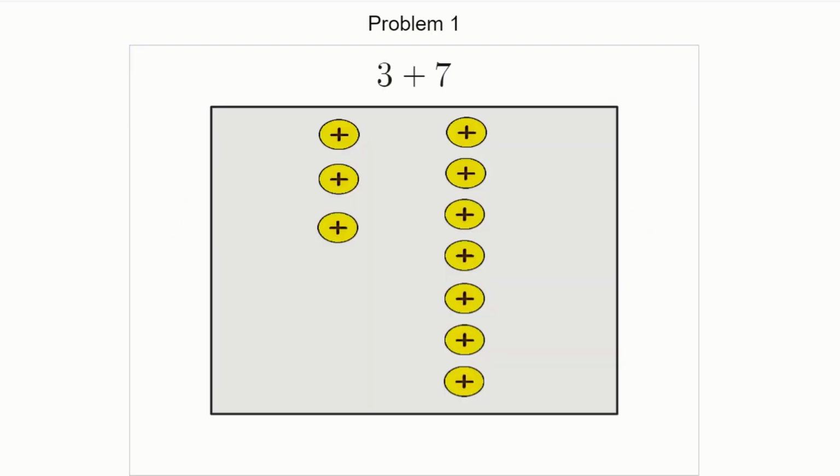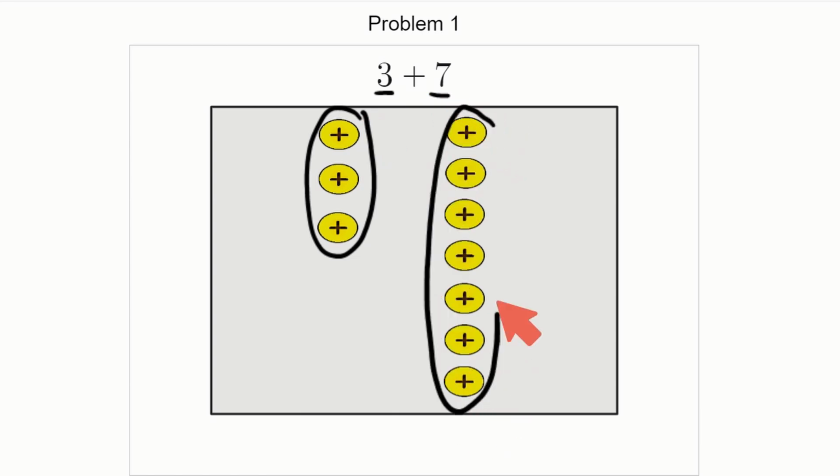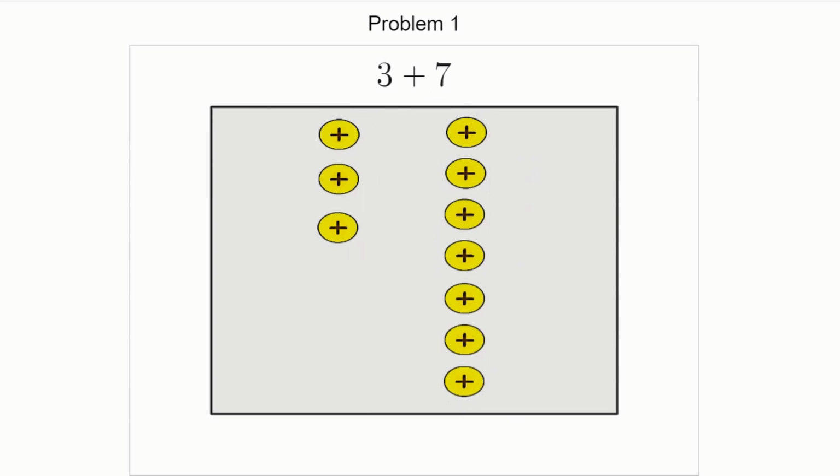Taking a look at this first problem, we have 3 plus 7. We can represent positive numbers using these yellow chips. So, for example, this 3 can be represented by these 3 tiles, and 7 can be represented by these 7 yellow chips. So how do we solve 3 plus 7? We could just add them all up. We have 1, 2, 3. Then adding the other 7, 4, 5, 6, 7, 8, 9, 10.